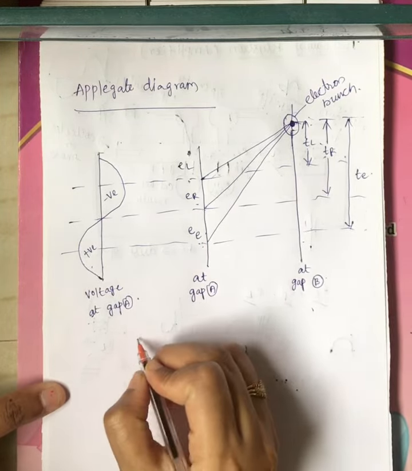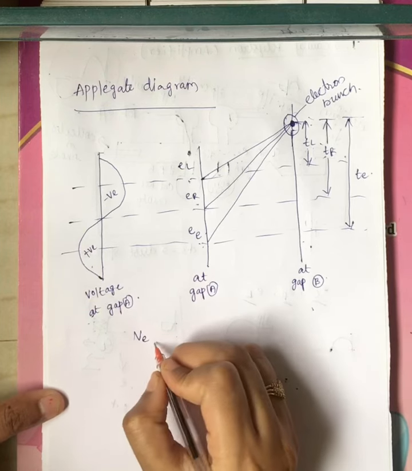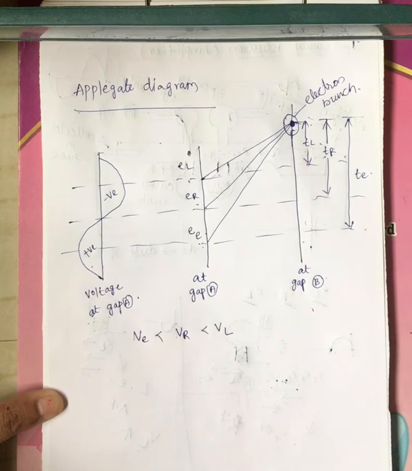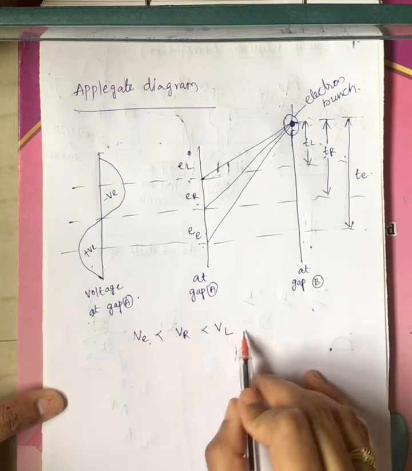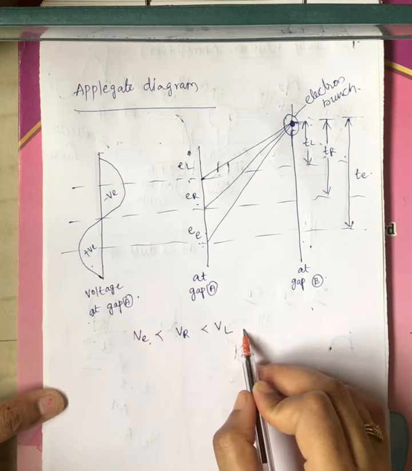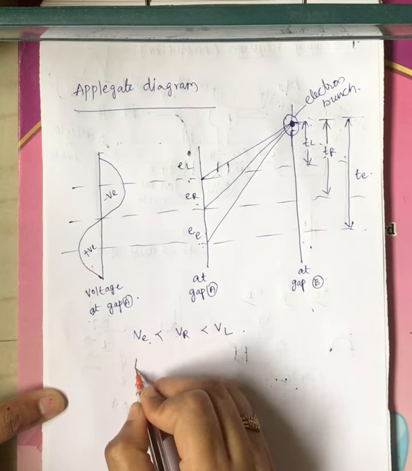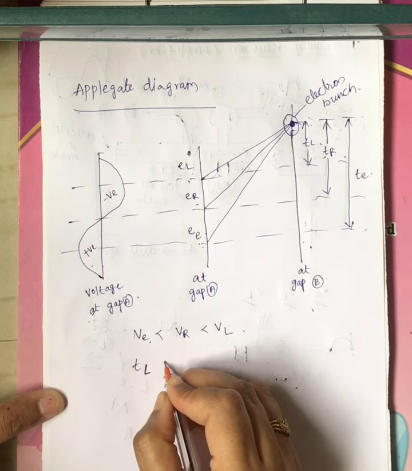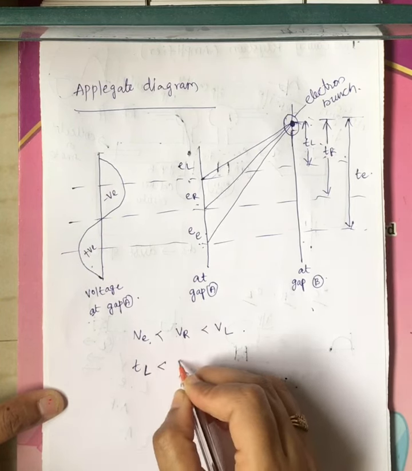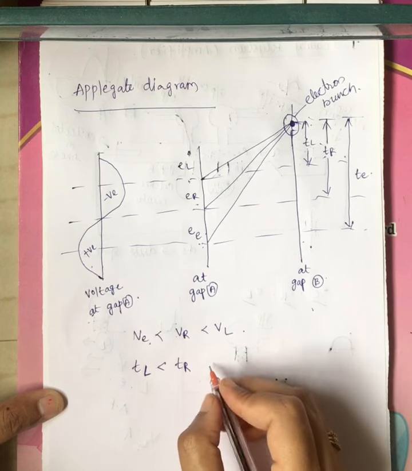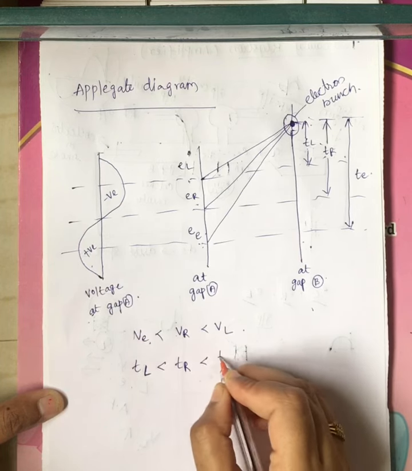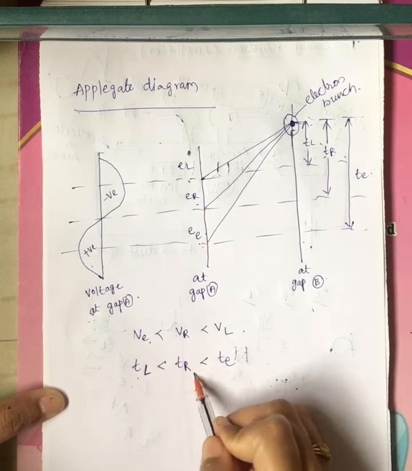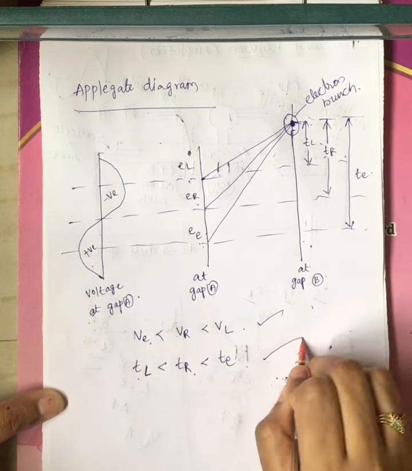Now if you see this figure, as I have said, the velocity of the early electron is less than the velocity of the reference electron, which is less than the velocity of the late electron, because the early electron experiences a resistive force and the late electron experiences an accelerating force. So the time taken by the late electron to form the electron bunch is less than the time taken by the reference electron, which is less than the time taken by the early electron. TL is less than TR is less than T. You have to remember this variation, right?